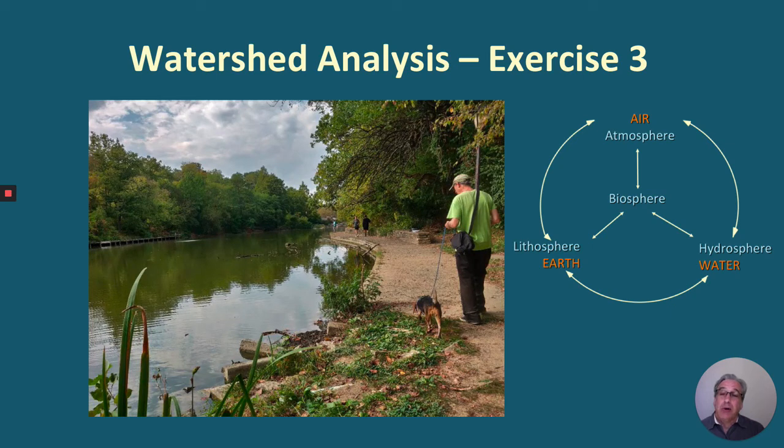The lithosphere includes the built path on the right. It also includes the impervious clays underneath the pond that are retaining the water in it. The biosphere in this image is among the most diverse that we've seen. It includes aquatic plants, it includes a variety of trees, people, and their pets.